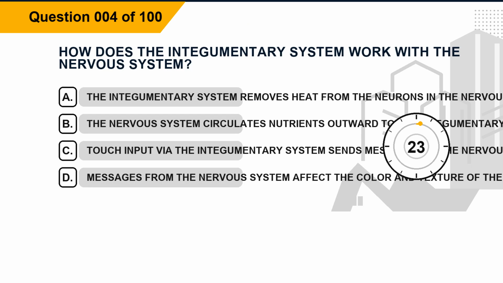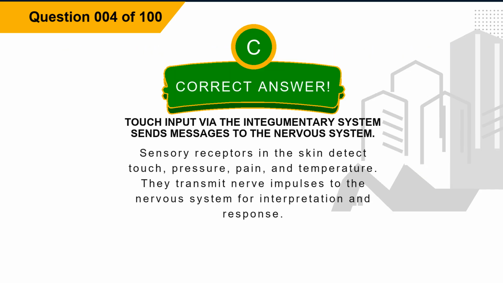Question 4. How does the integumentary system work with the nervous system? Option A. The integumentary system removes heat from the neurons in the nervous system. Option B. The nervous system circulates nutrients outward to the integumentary system. Option C. Touch input via the integumentary system sends messages to the nervous system. Option D. Messages from the nervous system affect the color and texture of the skin. The correct answer is option C. Touch input via the integumentary system sends messages to the nervous system. Explanation. Sensory receptors in the skin detect touch, pressure, pain, and temperature. They transmit nerve impulses to the nervous system for interpretation and response.